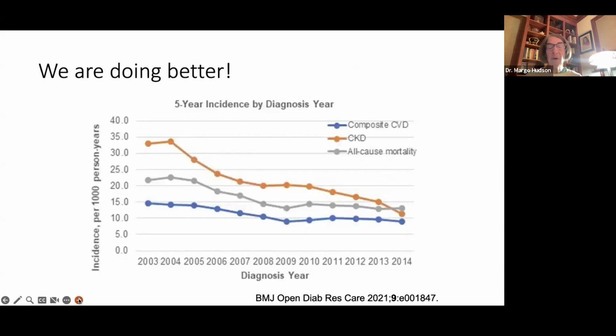So how are we doing? We actually are doing better with all our work, especially in chronic kidney disease. That risk seems to be going down. This just shows 5-year risk over time. If you were diagnosed in 2003 with diabetes, you can see your risk of developing CKD in 5 years was quite high. And if you were diagnosed in 2014, this is even before SGLT2 inhibitors, but certainly in the ACE and ARB era, your risk was down about half for developing CKD.